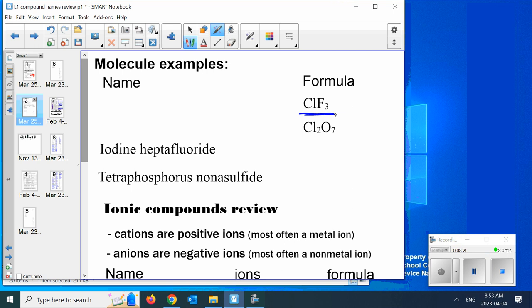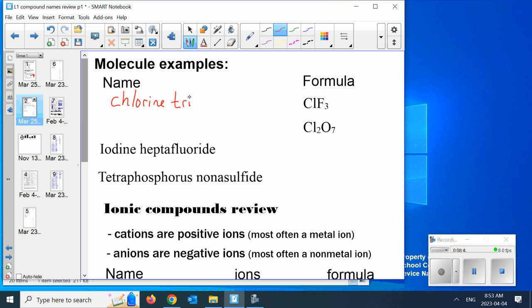And I never start with mono. So I'm not going to say monochlorine. I'm just going to say chlorine. And then tri for three F's. Tri, and that letter F stands for fluorine, and maybe you forgot, so I looked that up on my periodic table. Fluorine. Okay, but I have to end with ide, though. So instead of ene, I'm going to say ide. Trifluoride. Okay? So, that's how we name that. That should be a reminder.